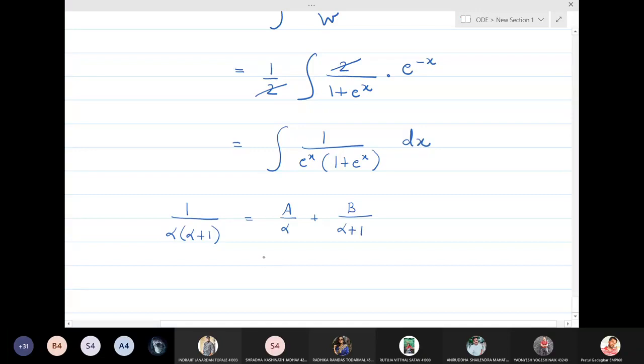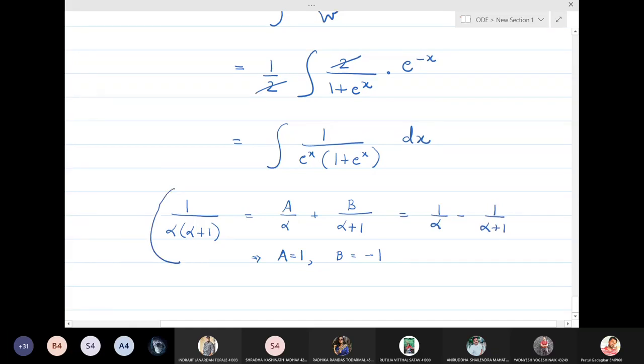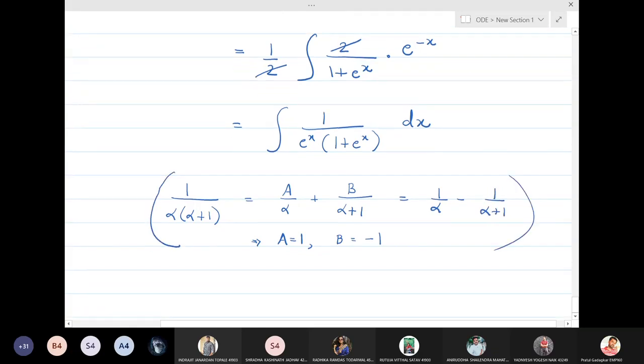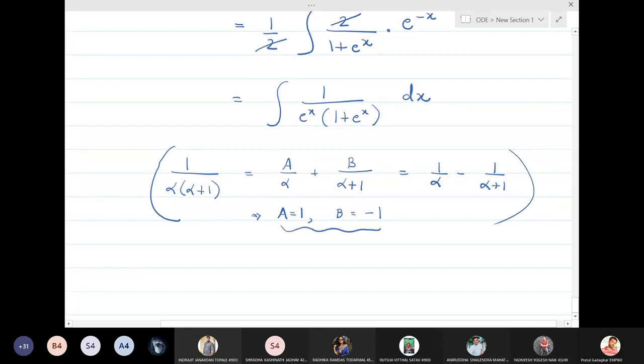If I put alpha equal to 0, I will get a equal to 1. And if I put alpha equal to minus 1, I will get b equal to minus 1. So a is 1 and b is minus 1. So this is basically 1 upon alpha minus 1 upon alpha plus 1. These partial fractions I'm going to use. I hope you understand how you find these a and b.